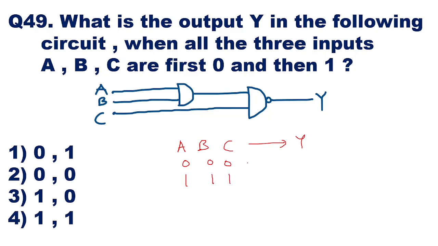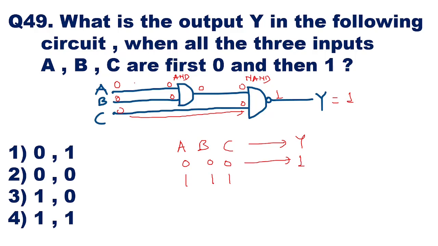So first we'll take when all the three inputs are 0, 0, 0. Here you are having an AND gate first. So 0 into 0 will be 0 at the output of the AND gate, and this 0 is going to come here. Here you are having a NAND gate. So this is 0, this is 0. 0 into 0 is 0, and if the inputs are 0, 0, the output of the NAND gate is 1. So here Y will be 1 in the first case, when all the three inputs are 0, 0, 0.